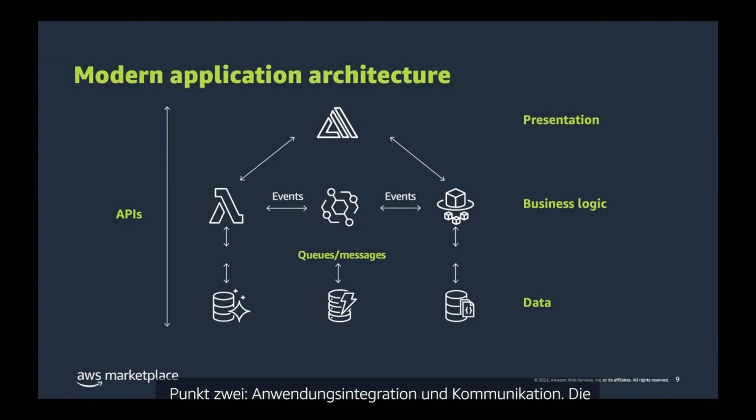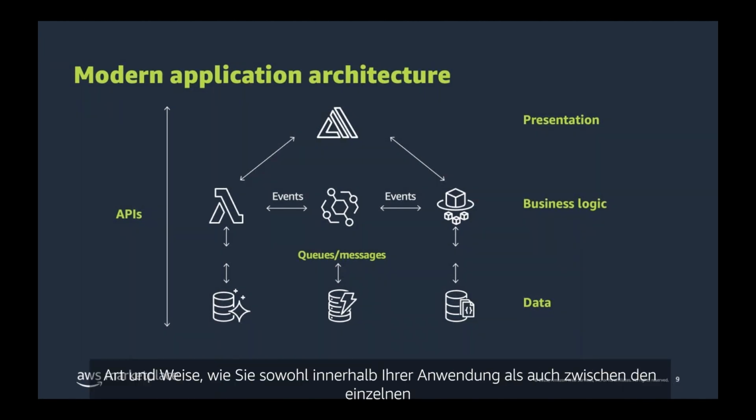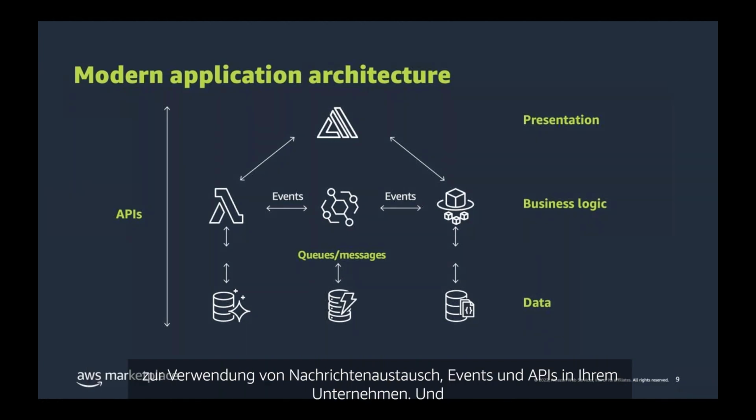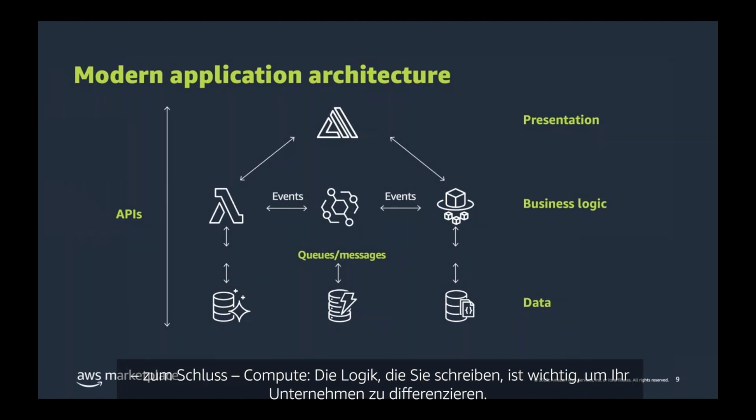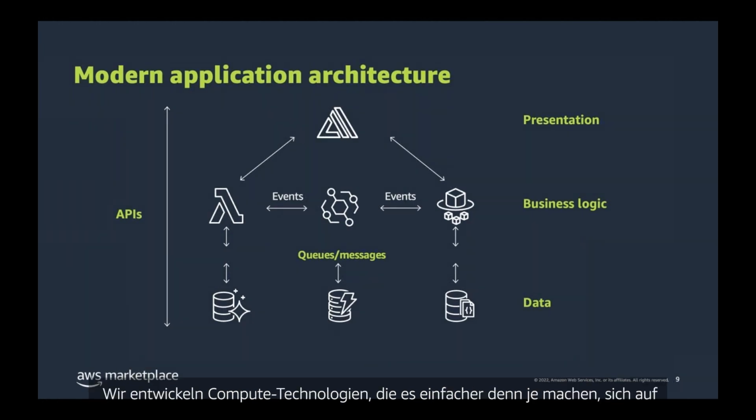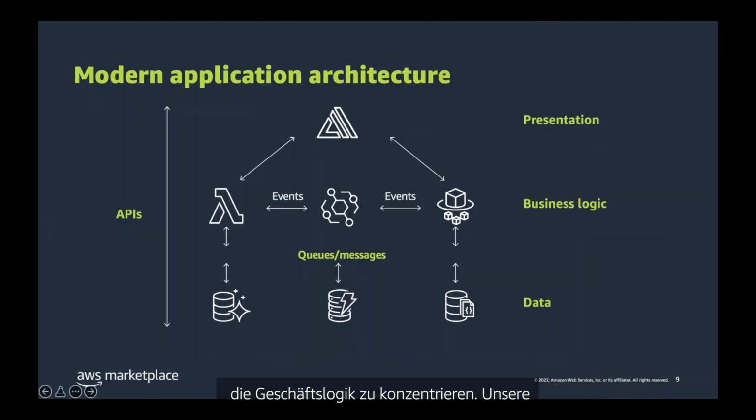Two, application integration and communication. The way you communicate both within your application as well as between each service is different. We're talking about the different approaches to using messaging, events, and APIs within your business. And lastly, compute. The logic you write is important to differentiate your organization. We're building compute technologies that make focusing on business logic easier than ever.